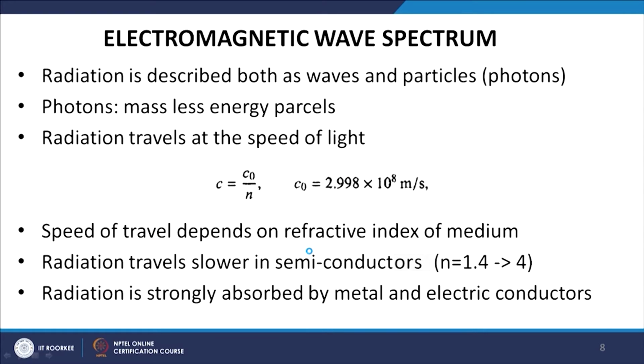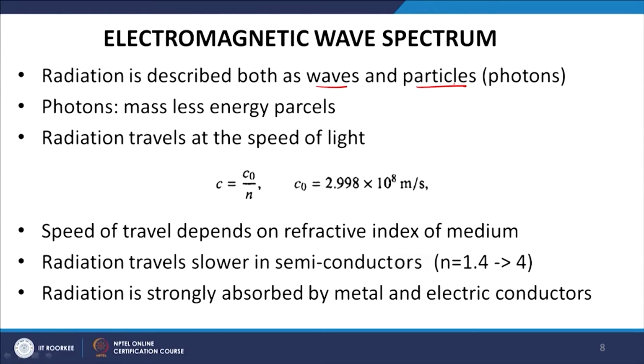So, we represent radiation as waves as well as particles. Photons are basically massless particles, but that does not mean that all electromagnetic radiation is massless. Some particles may carry momentum and mass, such as alpha particles and so on. So, all the particles may not be massless. Photons may be massless, but some particles may carry momentum as well.